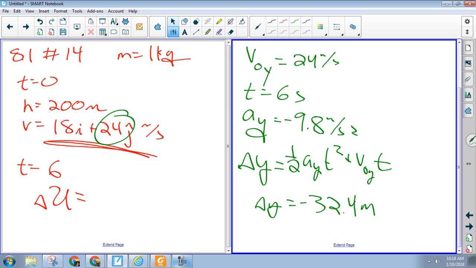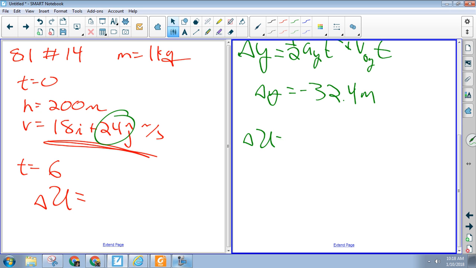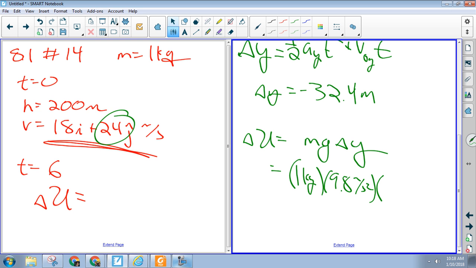So let's figure out how much gravitational potential energy we lose. We're going to go down 32.4 meters. So delta U should be m g delta y, right? So our mass was a kilogram. g is 9.8 meters a second squared. Delta y is negative 32.4 meters. So whatever that gives you: negative 317.5 joules.